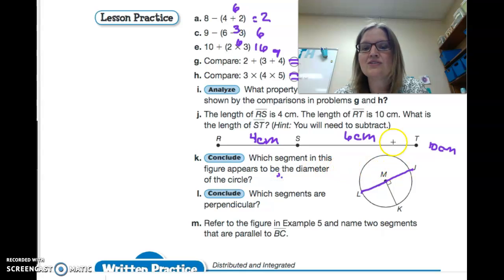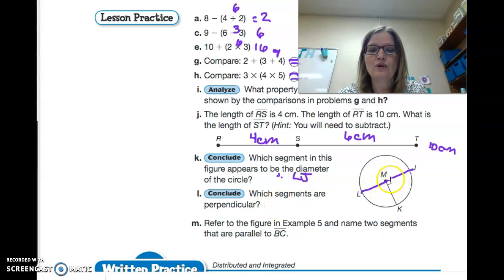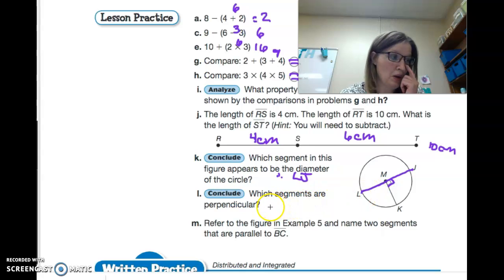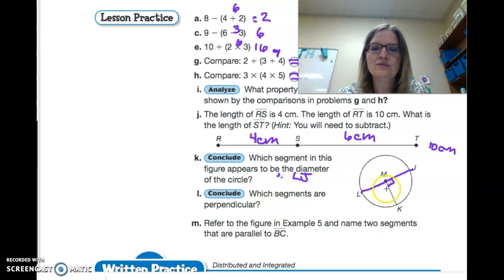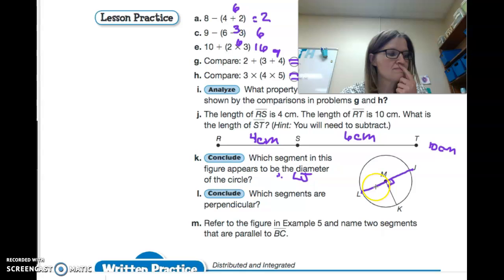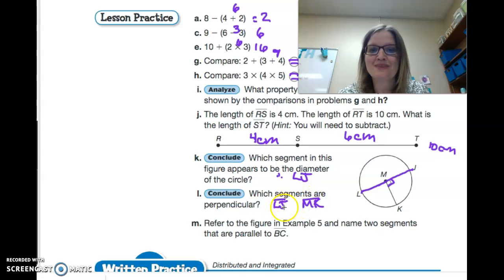Is that a J or an I, guys? I believe it's LJ. LJ or JL. Which segments are perpendicular? The segments that are perpendicular are LJ and MK. And notice I'm putting a line over it. That lets me know that it's a segment.